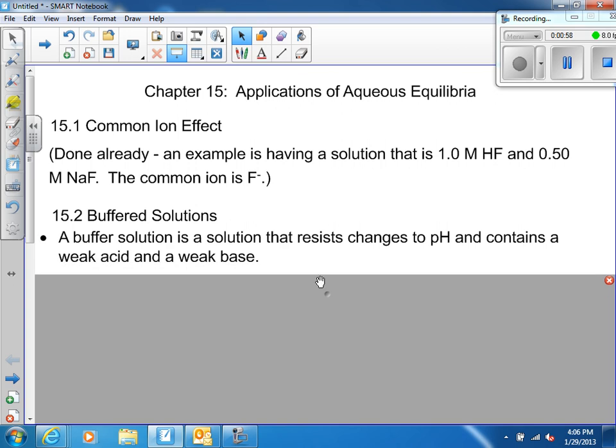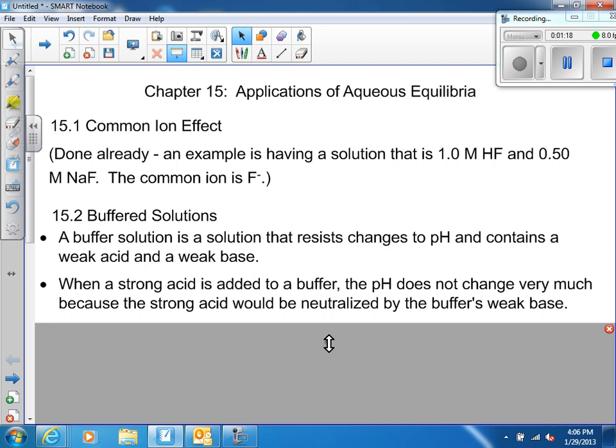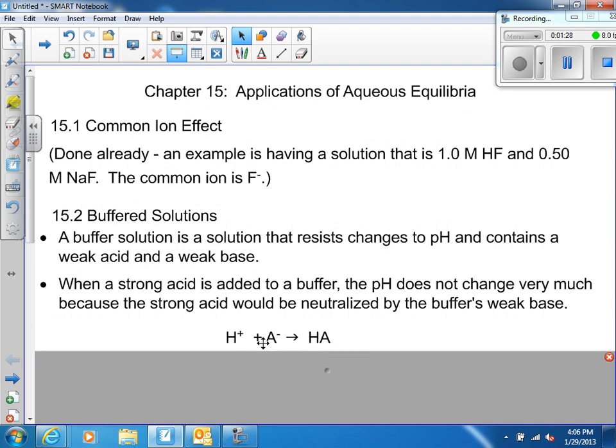So first, the definition. A buffer solution is a solution that resists changes to pH and contains a weak acid and a weak base. So even if you have a strong base or a strong acid, you add those to your buffer, the pH does not change by much. When a strong acid is added, the pH doesn't change because the weak base that's in the buffer will react with the strong acid, just like this. So the weak base reacts with your strong acid, and you produce the weak acid. That neutralizes and gets rid of the protons, the H+.